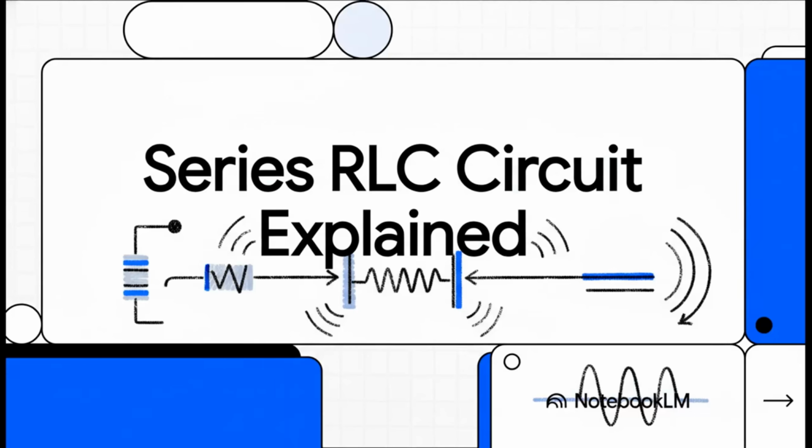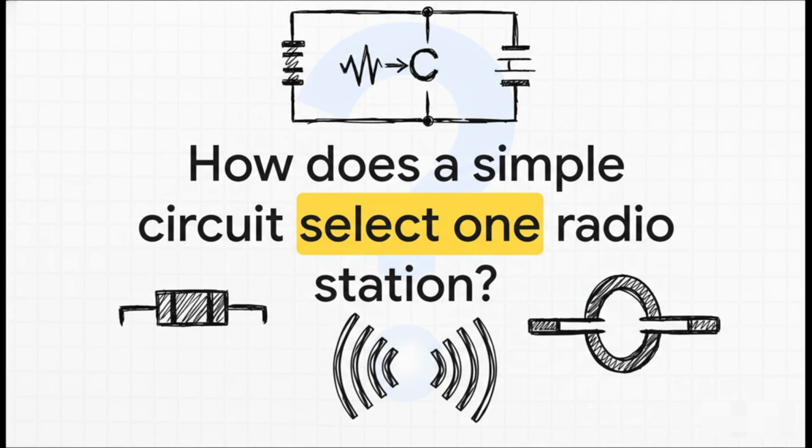All right, today we're going to break down one of the most fundamental building blocks in all of electronics, the series RLC circuit. We'll look at each component, see how they behave together, and really uncover why they're so critical in the technology we use every day. It seems like magic, right? But it all comes down to the precise and, honestly, elegant interaction between three very basic electronic components. We're going to explore the core principle that makes this kind of frequency selection possible.